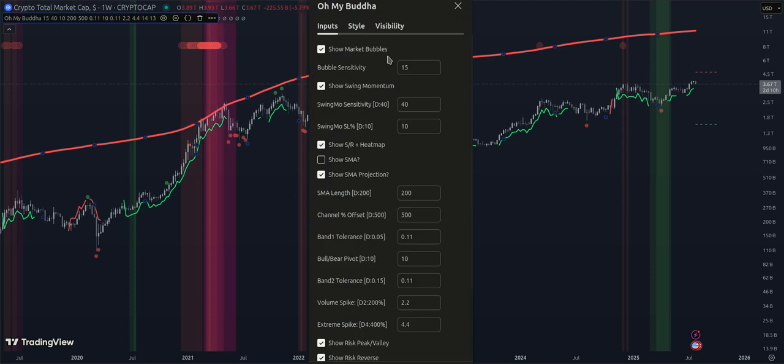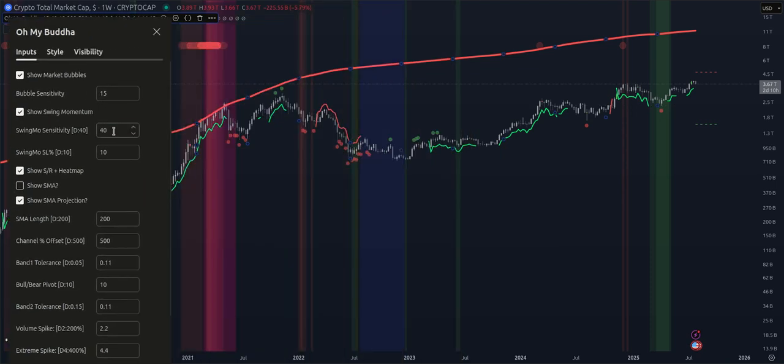Another thing you can do with the swing momentum, you can extend it as well. So as you go through time frames on these indicators, you kind of need to chop and change on sensitivity and stuff like that. But if I put it up to, I think it's just go 100, see what 100 does.